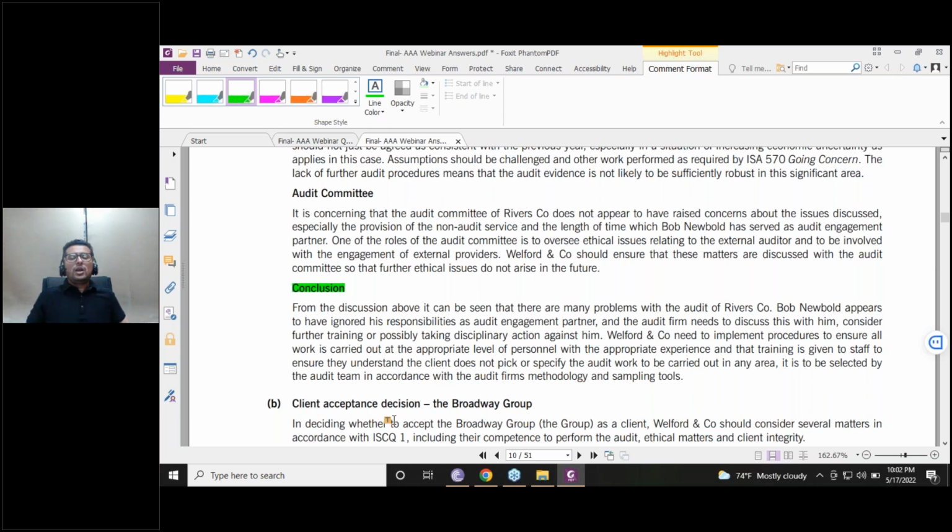Now, what's the conclusion? In the conclusion, the examiner is trying to say that you need to understand that there are many quality and ethical issues within this particular client, especially many sensitive issues relevant to the partner. The partner does not seem to care. The partner is not fully aware of the situation. He's not devoting good enough time. So the audit firm needs to come up with disciplinary action. And overall, the audit firm needs to come up with training for the audit juniors, because they seem to have missed the point that they cannot take instructions from the client. So this could be your conclusion, and this could give you 1 mark.